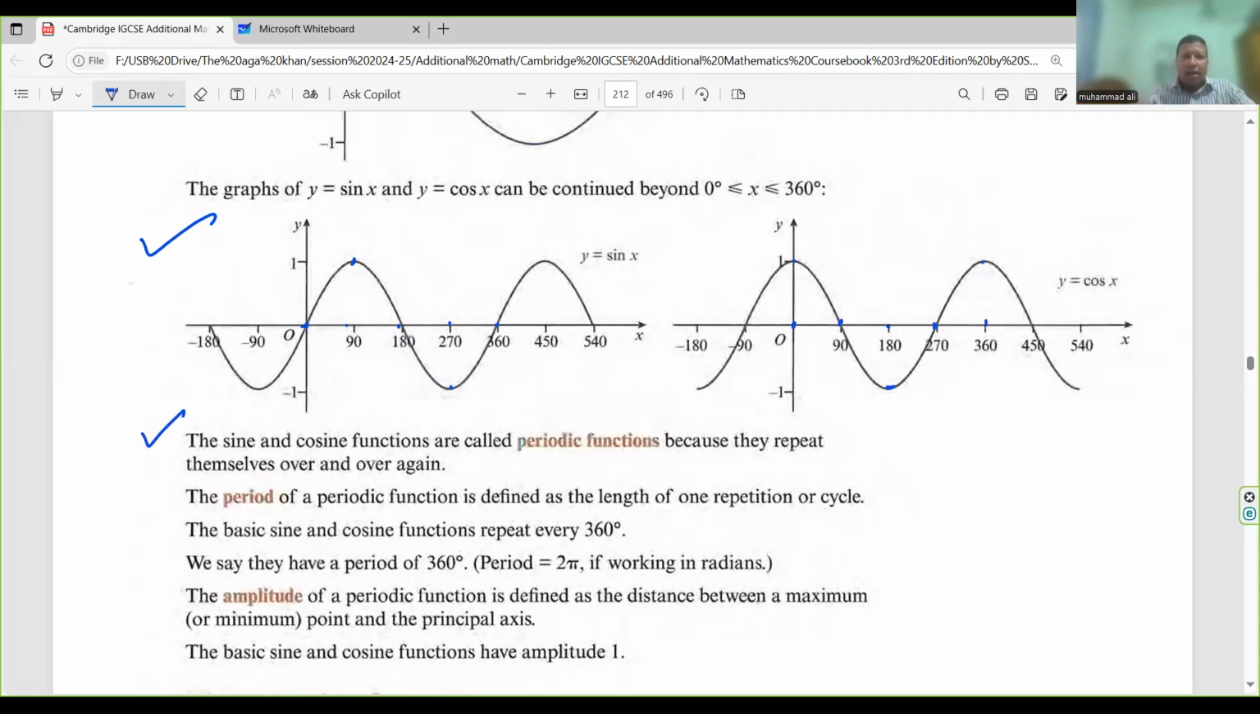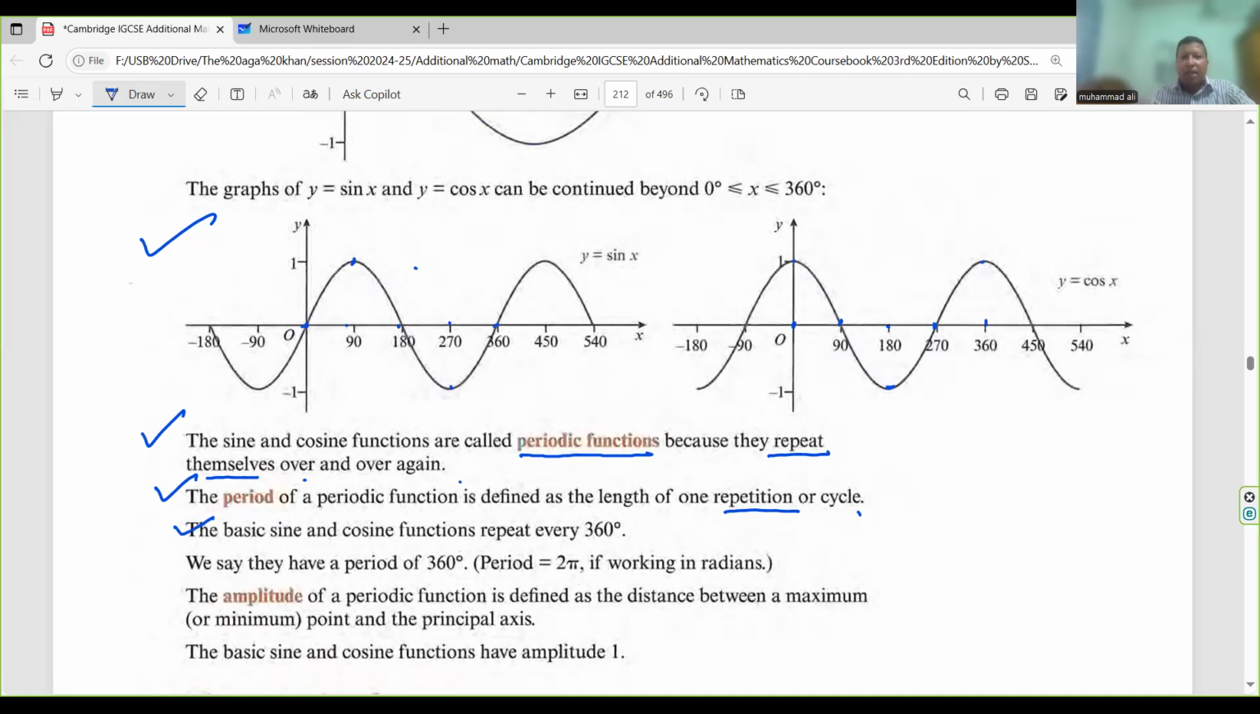The sine and cosine functions are called periodic functions. Both of these functions are said to be periodic because they repeat themselves over and over again. So from 0 degree to 360 degree, it's complete, and after that it repeats again. The period of a periodic function is defined as the length of one repetition or cycle.